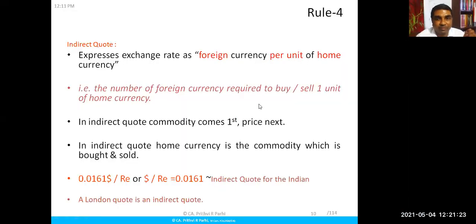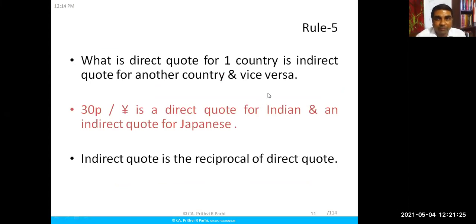So if you are not comfortable with a particular quote, and you know your currency is involved but still you are not comfortable because it is indirect, don't worry, you can get it converted into direct. It's possible or not? Yes or no? Yes, sir. Okay. Sir, do you have a query? Tell me.